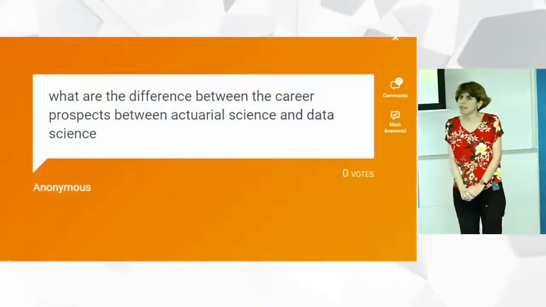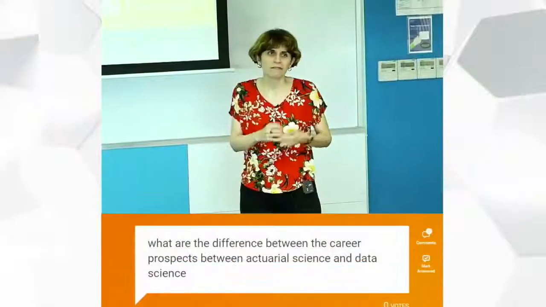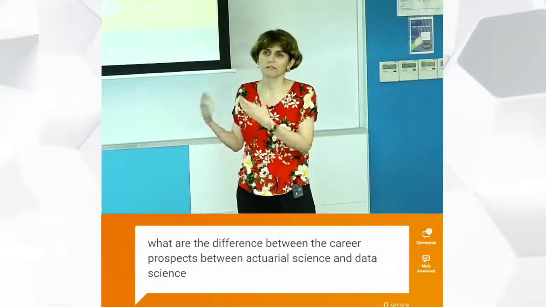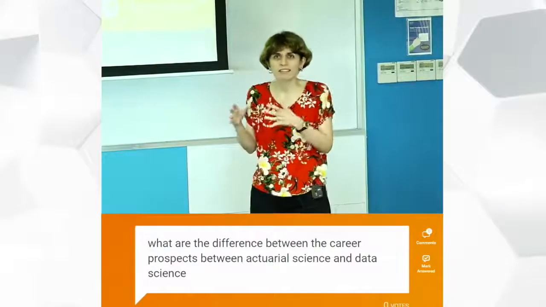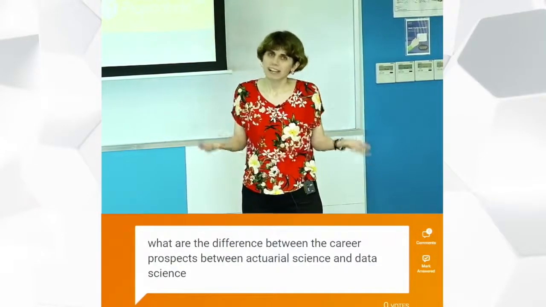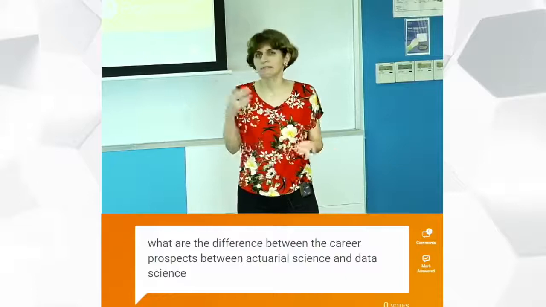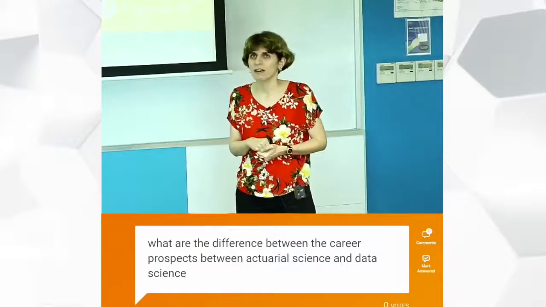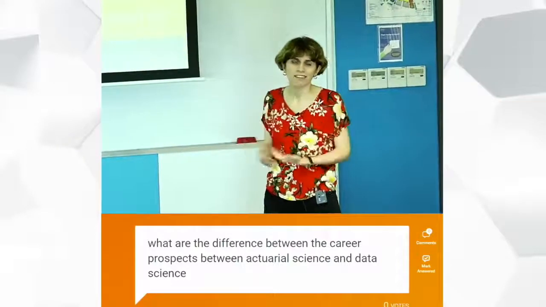What are the differences between the career prospects of actuarial science and data science? Data scientists can work wherever they need to use data, to analyze data, and to solve problems, but they rarely work in financial sectors because they are not interested in them. Actuaries are usually working in financial sectors, banks, insurance companies, pension funds, investment companies, consultancies, and some other new areas.